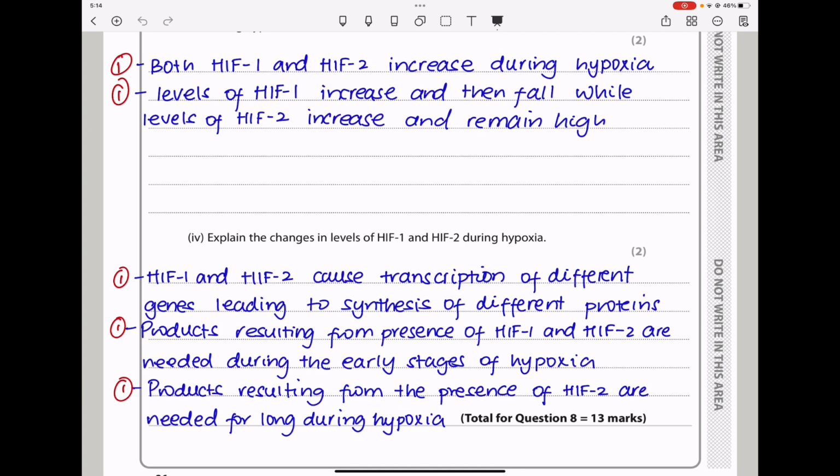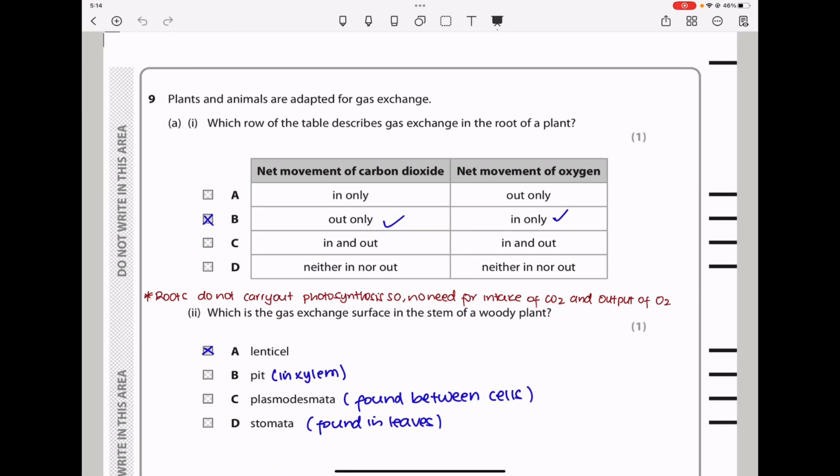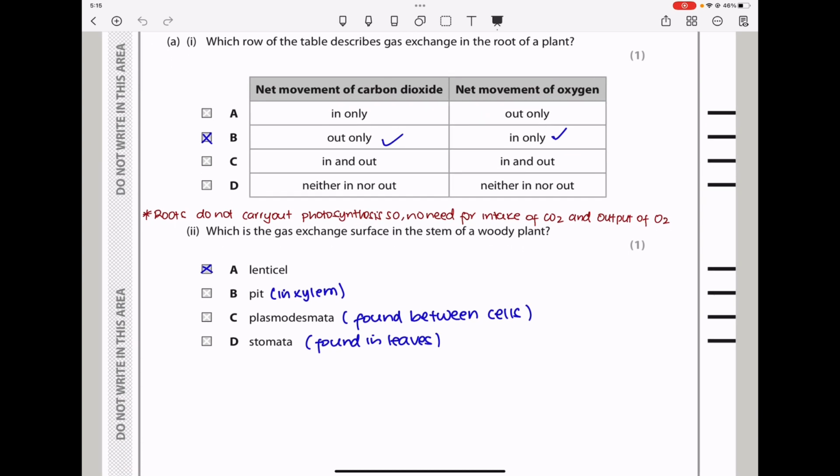Let's continue to question 9. Question 9. Plants and animals are adapted for gas exchange. Which row of the table describes gas exchange in the root of a plant? Now, net movement of carbon dioxide is going to be out only. There is no need for CO2 in the roots because they do not carry out photosynthesis. And then net movement of oxygen is going to be in only. And again, because there will be no photosynthesis, there is no release of oxygen. So the answer should be B.